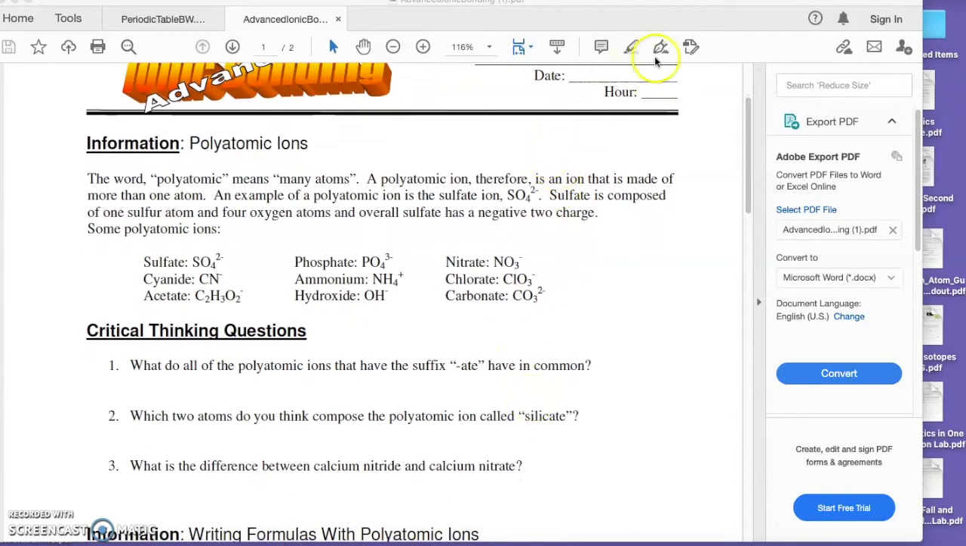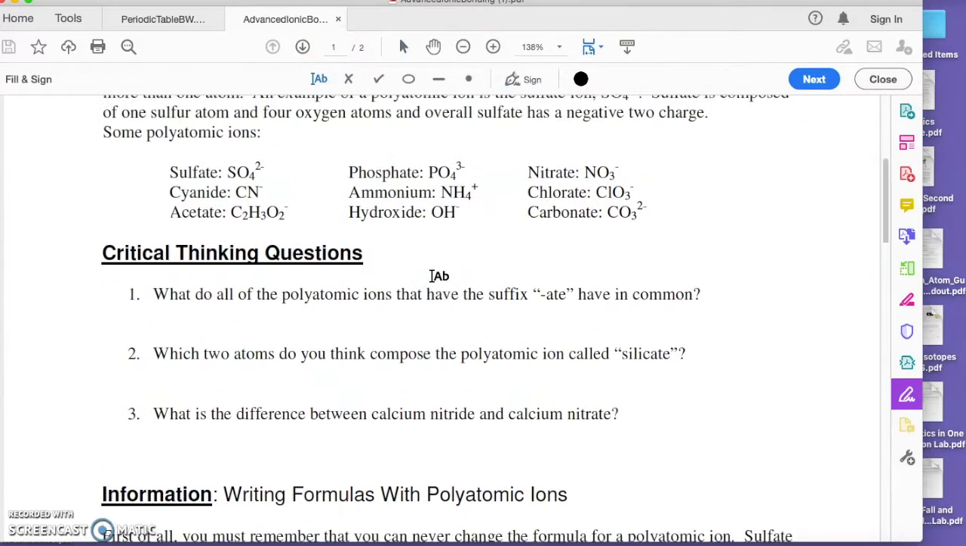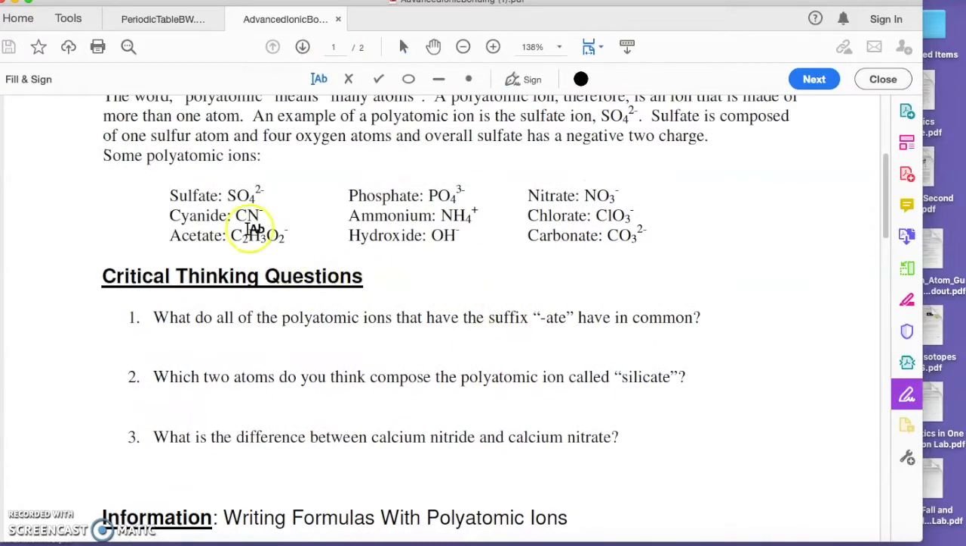So a couple questions here to consider, all right? The first is, what do all polyatomics with "ate" have in common? Let's look. Sulfate, acetate, phosphate, nitrate, chlorate, carbonate. Well, all "ates" have an oxygen, right?